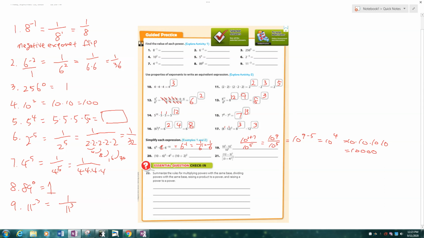Okay, so number 20. 10 minus 6 is 4, so 4 cubed times 4 squared, plus 10 plus 2 is 12, 12 squared. So when you have a same base multiply, you add the exponent. So let me write it over here: 4 cubed times 4 squared plus 12 squared. So that means 4 to the 5th power plus 12 squared. 4 to the 5th power, let's use a calculator.